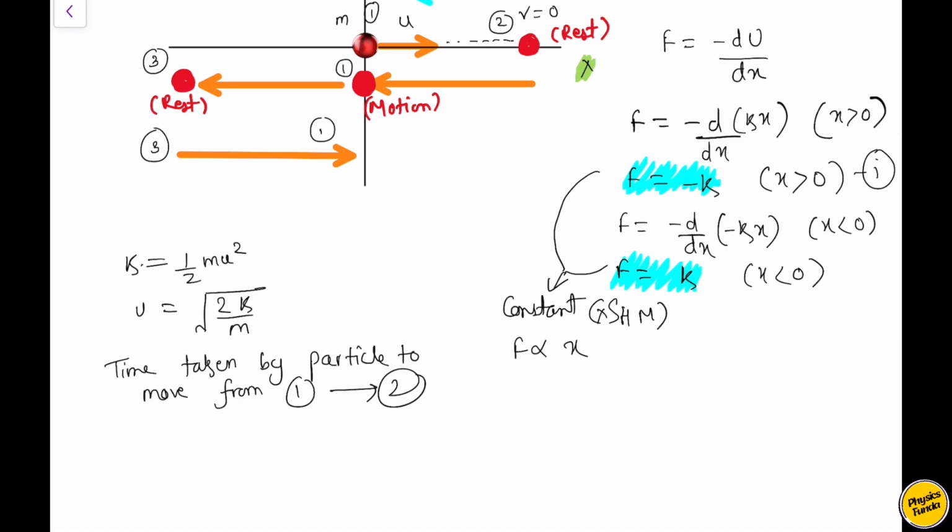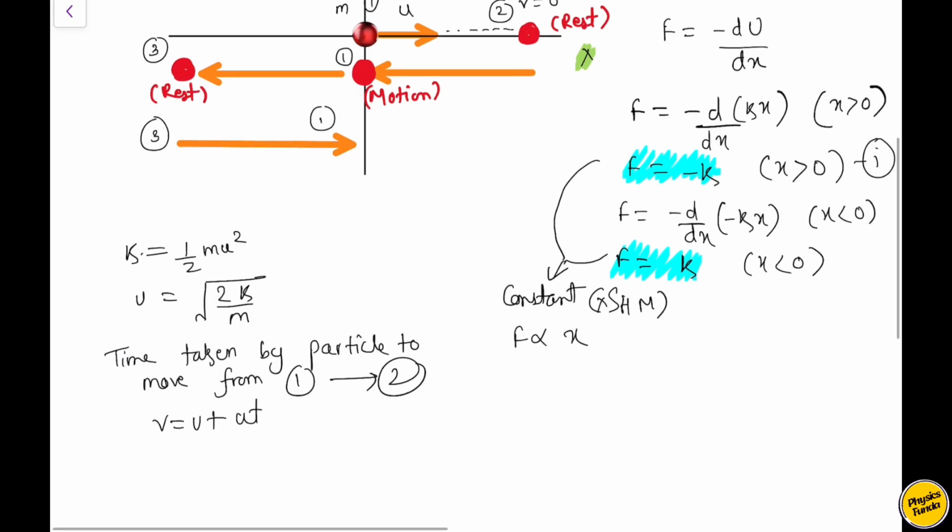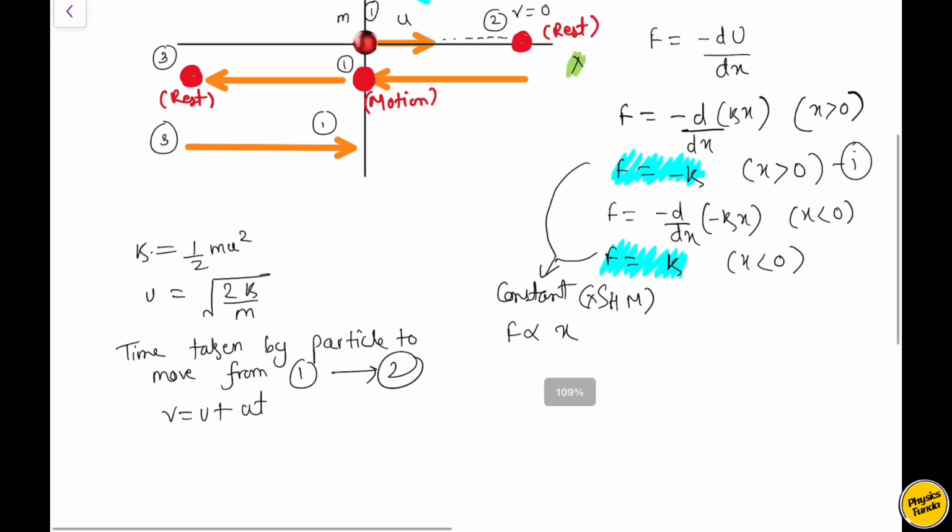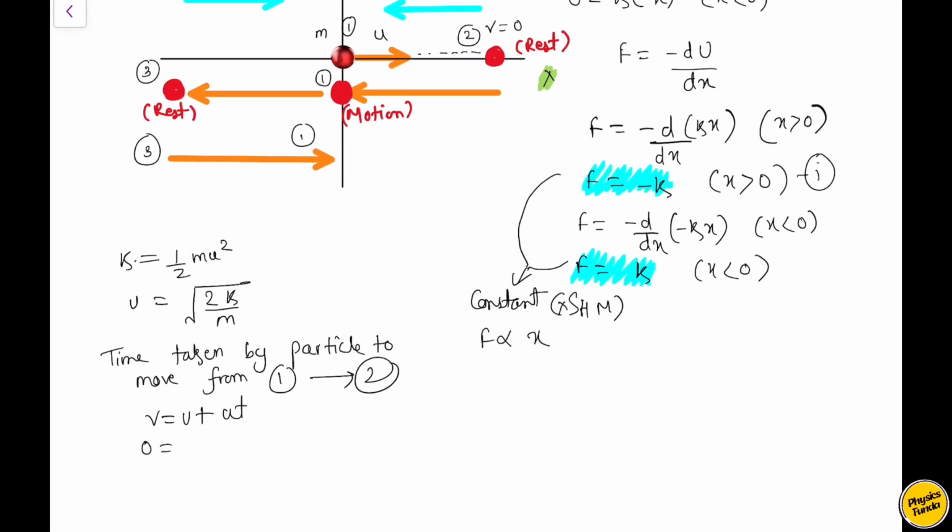So if you see, initially the particle was projected with velocity u, and the final velocity is 0, right? And I have a force equation, so I can find the acceleration and I can use the equation of motion. So I know the equation of motion, v equals u plus at, right? Final velocity in case of 1 to 2 is 0. Initial velocity I got is root under 2K upon m, plus acceleration. If you see, my force value in positive x-axis is minus k, so my acceleration will be minus k upon m times t.